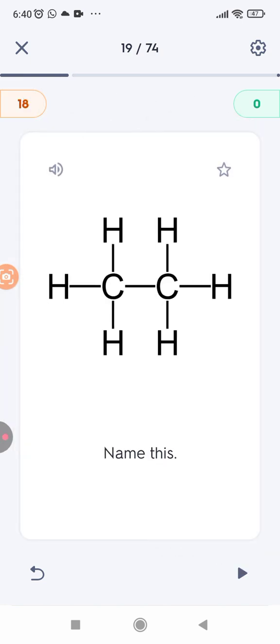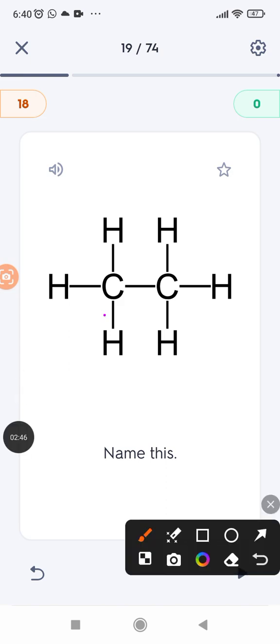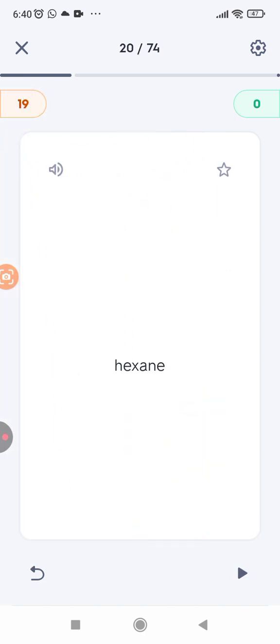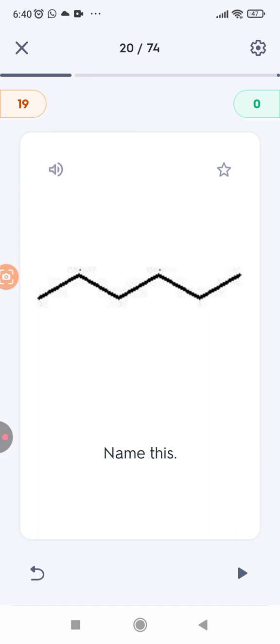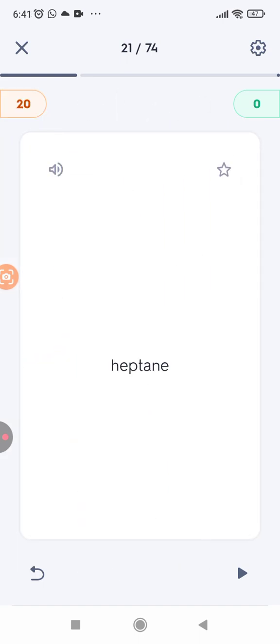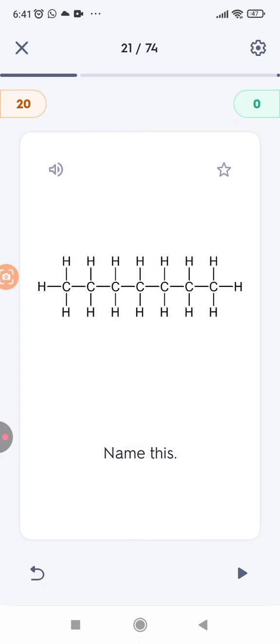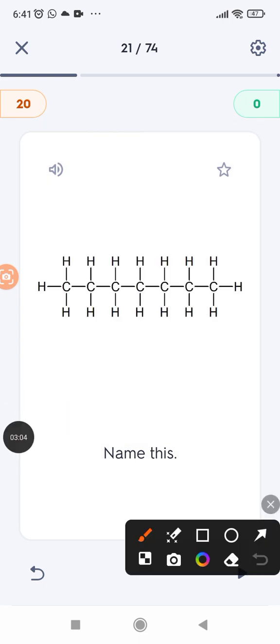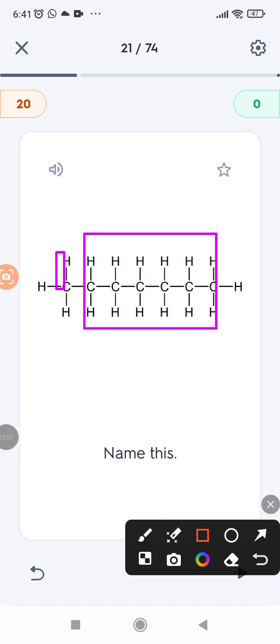Ethane, number of carbon atoms is 2. This is ethane. Hexane, number of carbon atoms is 6. Heptane, number of carbon atoms is 7. Here we can see the long chain and number of carbon atoms is 7, as we can see. 7 carbon atoms.